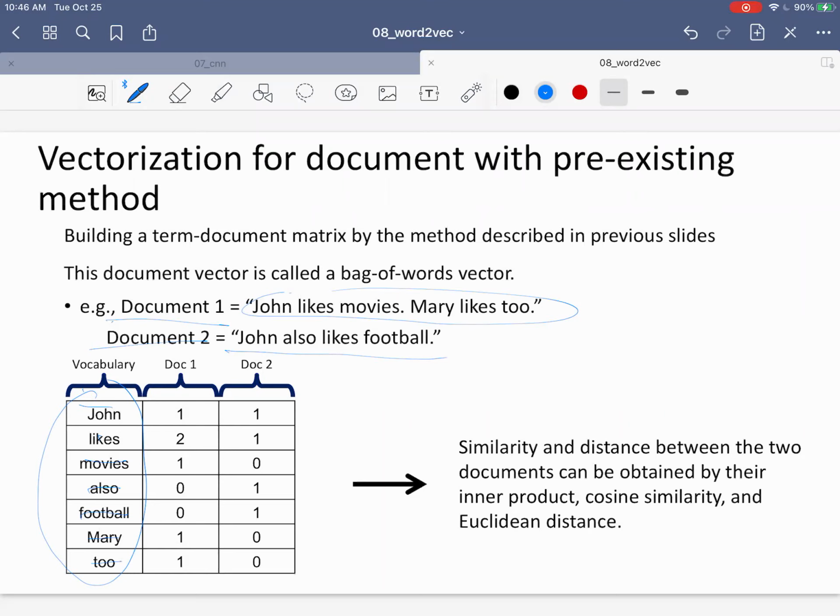And then what we can do is count the number of times each word occurs in each document. So for document 1, John occurs once, but likes occurs twice, because there's a likes and there's another likes. Movies once, Mary once, too once.